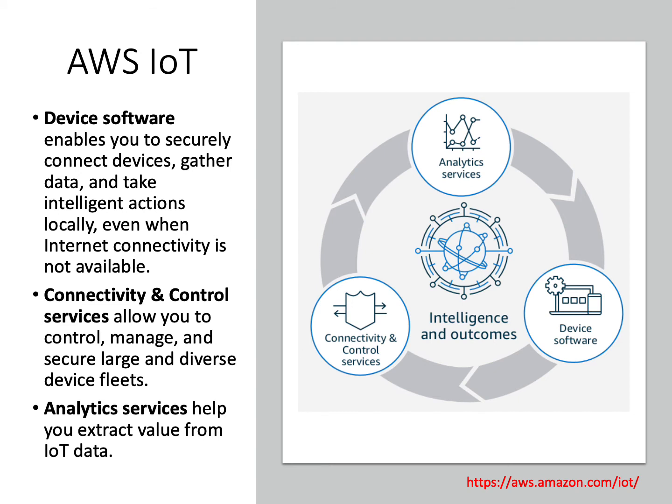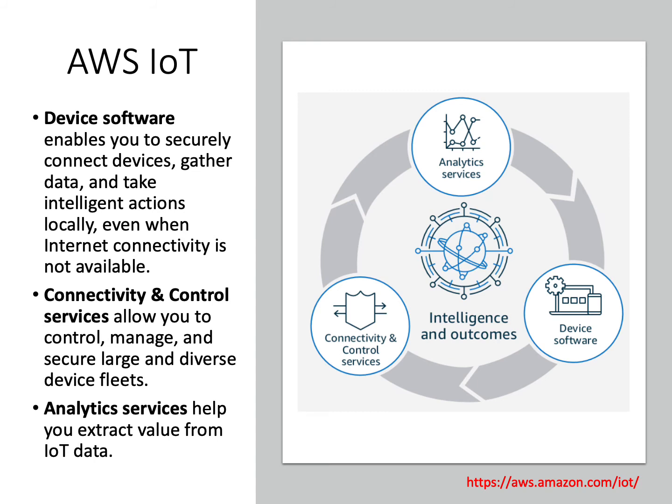In the AWS case, they have AWS IoT. They have software that allows you to securely connect to devices, gather their data, and take various actions, even when sometimes you don't have connectivity. They provide you with software where it will go to the cloud, but if it can't, it'll do something else. You also have connectivity and control services that allow you to get the data in and out of this huge swarm of devices that you're dealing with.